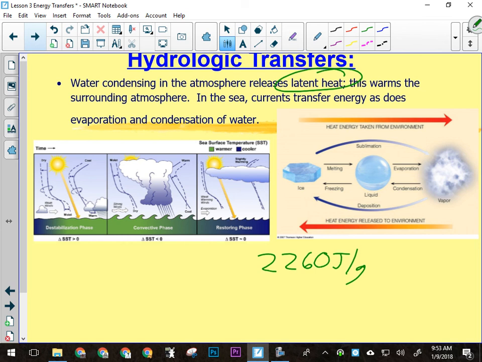That's why we don't get hurricanes here. There's not enough A, water, and B, energy to form a storm of that magnitude. They only form near the equator where there's enough water and energy to build a storm like that. Making sense? So latent heat is the big thing for the hydrologic transfers, and we'll talk more about latent heat later on in the week here. Ocean currents can also transfer energy. Are we seeing a lot of the factors affecting climate starting to creep back into this? So that's something to think about too, right?